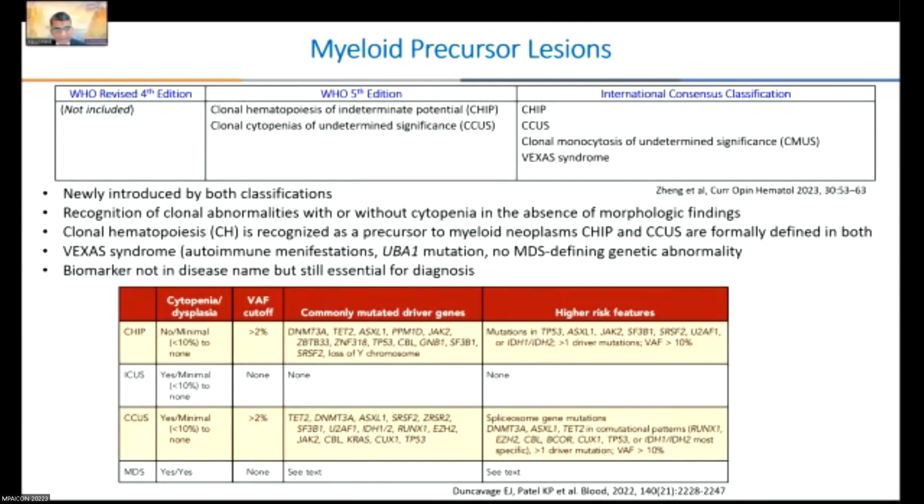Again, they are recognizing that clonal abnormalities, with or without cytopenias, can occur in the absence of morphologic findings. There are also some additional conditions that have been added. For example, for the ICC, they've added a terminology for clonal monocytosis of undetermined significance, as well as VEXAS syndrome, when these conditions with autoimmune manifestation and underlying UBA1 mutations are seen, and there are no other MDS-defining genomic abnormalities. As you can note here, essentially none of these entities have the name of the biomarker in the definition or in the terminology. However, to come to this interpretation, it's very important that appropriate types of biomarkers are tested. So this is one of the examples.